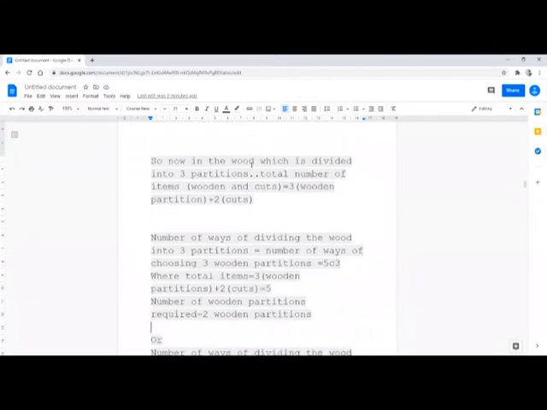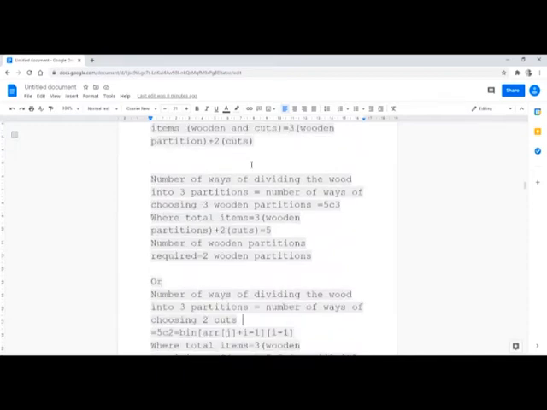Number of ways of dividing the wood into 3 partitions is equal to the number of ways of choosing 3 wooden partitions, which is 5C3, where total items is equal to 3 wooden partitions plus 2 cuts, which is 5. Number of wooden partitions required is 3.